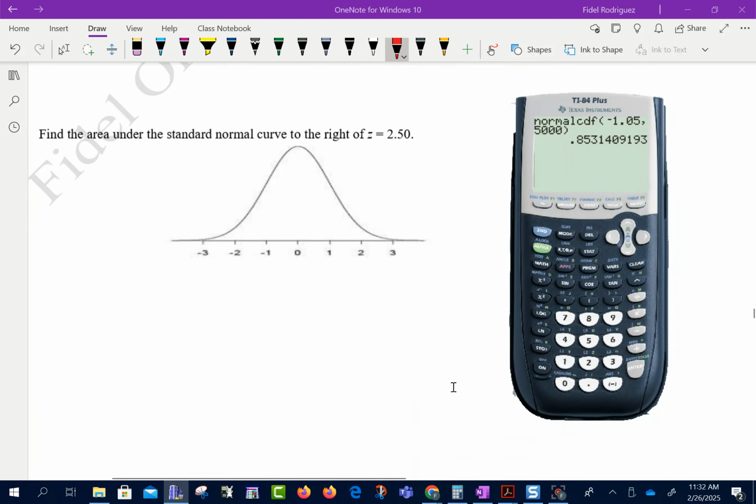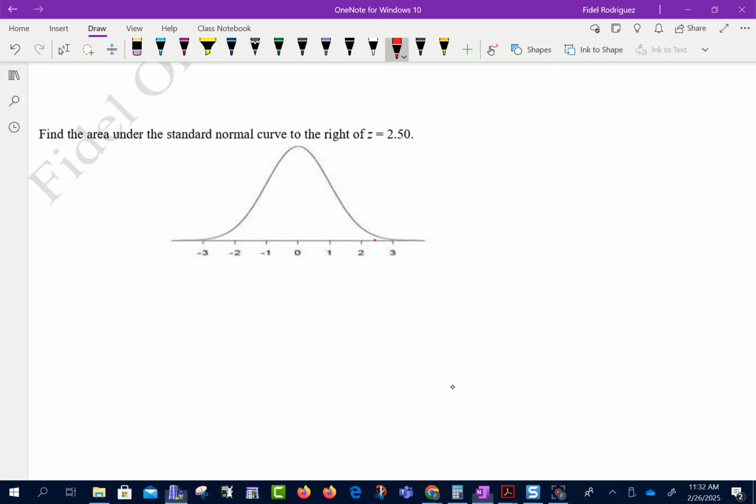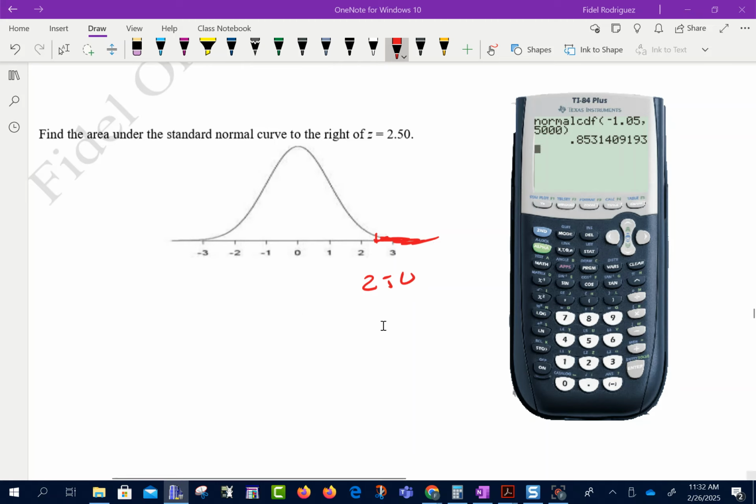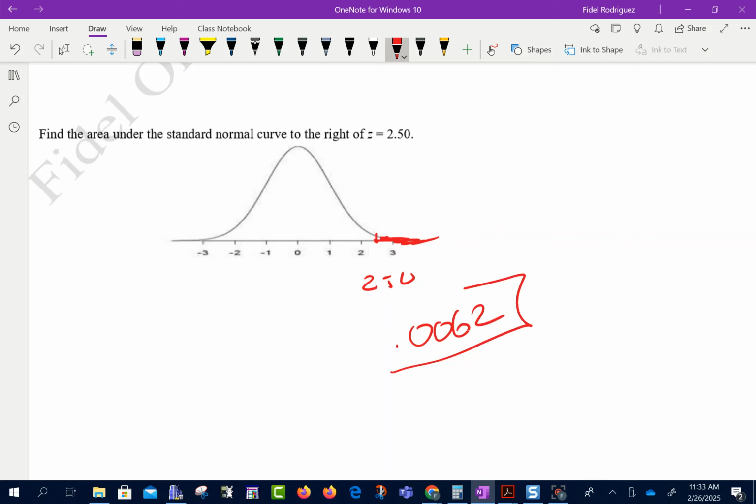So y'all, let's do the same thing for this next problem here, to the right of 2.50. So look, y'all, that's a small area. I know that my number is probably going to be a pretty small number. Let's do the same thing we did before. I'm just going to hit second enter. It'll type in exactly what we did before. And I'm going to come back and edit this. We don't need the negative. We need 2.50 and then enter and 0.0062. Y'all, for all these problems in 5.1, they're going to ask you to go to 4 decimal places, okay?